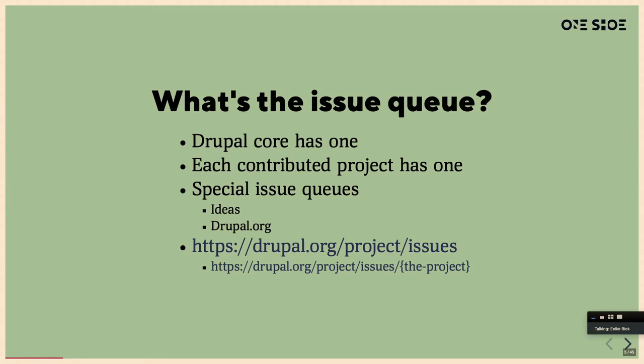People refer to the issue queue. There is actually a single overview of all the issues on Drupal.org. It's at drupal.org/project/issues. It could be interesting to see the sheer volume of issues that is available, but actually it's more practical usually to look at the issues for just a single project, and you get to see those when you put the name of the project behind that URL.